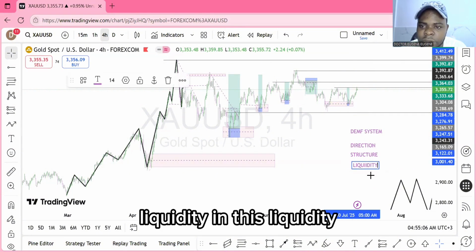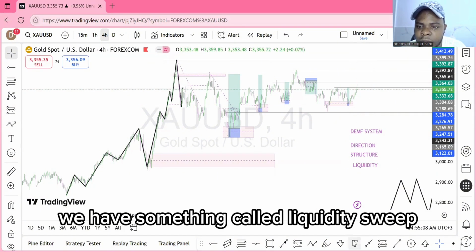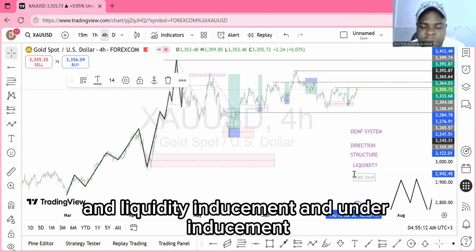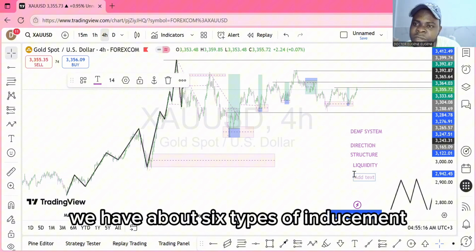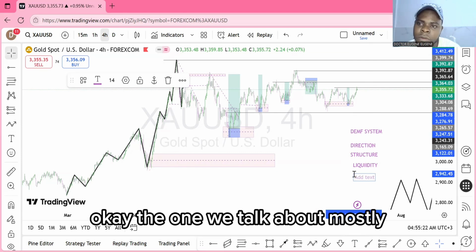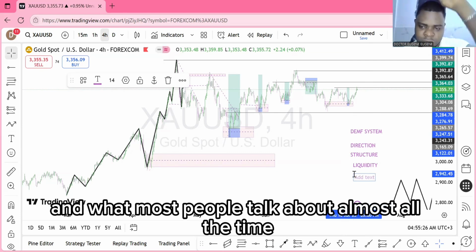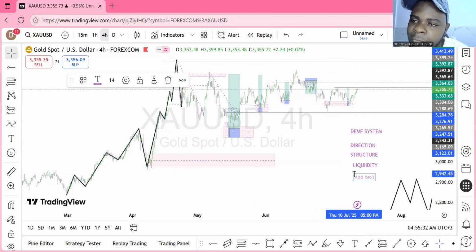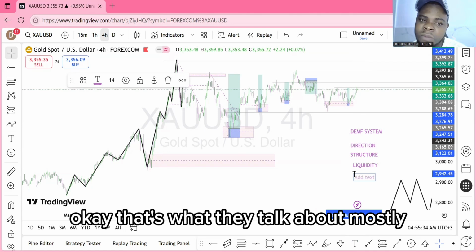Liquidity. In this liquidity, we have something called liquidity sweep and liquidity inducement. Under inducement, we have about 6 types of inducement, but the commonest one here is the first valid pullback. The one we talk about mostly, and what most people talk about almost all the time, is the first valid pullback.